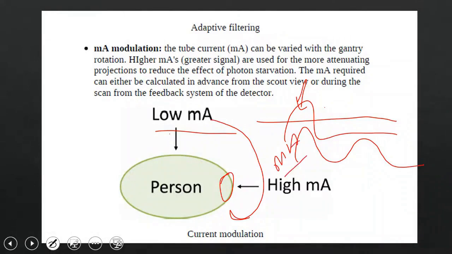The longitudinal approach with the filter addresses the photon starvation artifact. So either the filter is used, or dose modulation techniques or milliampere modulation techniques are applied.